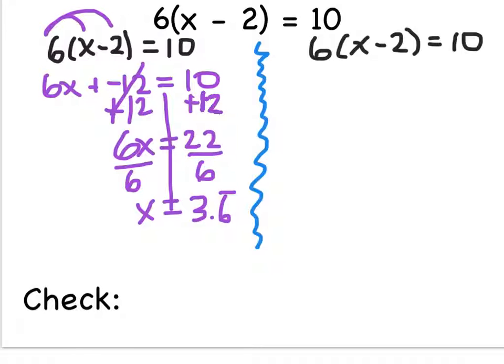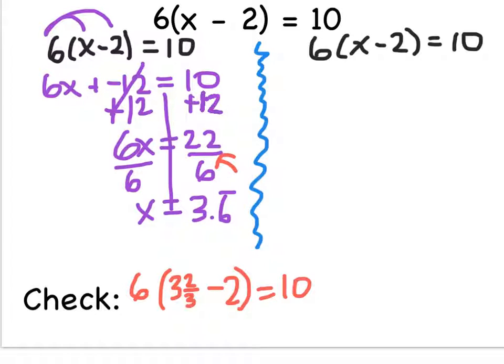And I can do the check right now, so let's do that. So we're going to do 6 and then in parentheses, instead of 3.6 repeated, which you can't really type into your calculator, I recommend either converting this to a fraction, which would be 3 2/3, or using that original 22 divided by 6, and then minus 2 in your calculator. So 3 2/3 minus 2 is going to be 1 1/3. 1 1/3 times 6 does equal 10. So we know that we got the correct final answer.